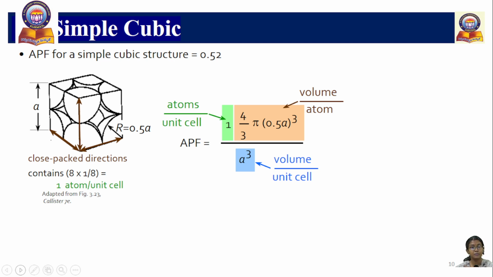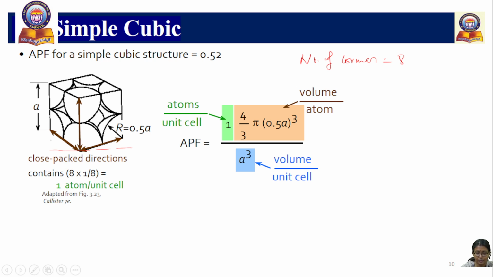So let us move there, finding one by one. For simple cubic, you can see the diagram here. There are 8 corners in this cube. We are saying the lattice parameter is a because all sides are equal. a, b, c equals a only. Now, how many corners were there? Number of corners is 8.